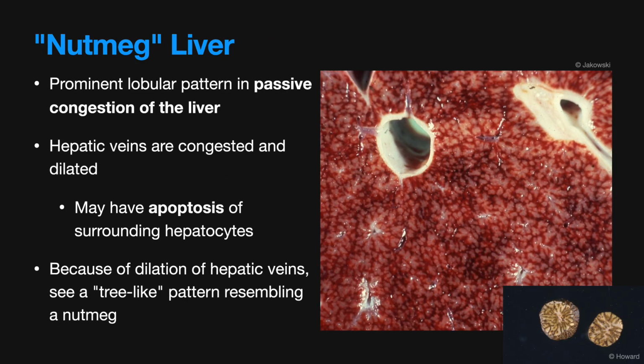Here's an image of nutmeg liver for comparison. In this condition, the prominent lobular pattern develops due to congestion and dilation of the central hepatic veins. There may also be some apoptosis of surrounding hepatocytes, but necrosis is actually uncommon in this condition. Because of the dilation of the hepatic veins, you often see a tree-like pattern that resembles the cut surface of a nutmeg, hence the name nutmeg liver.